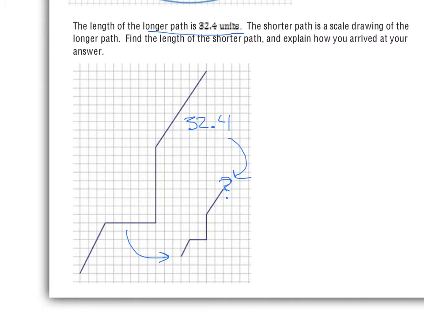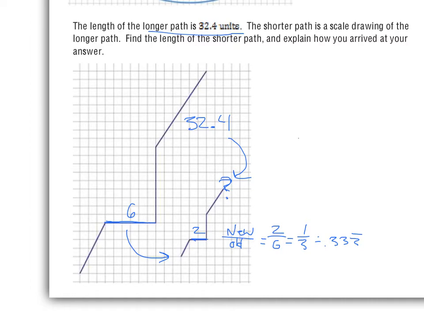So in order to do this, we need to find two values. So I'm going to look here. I can count this one out as 6. This one here is 2. So my scale is new over old, is going to be, the new is 2 over 6, which is 1/3 or 0.333 repeating.